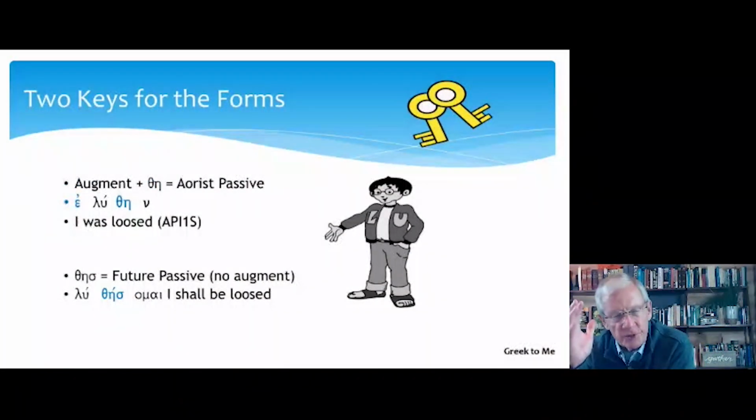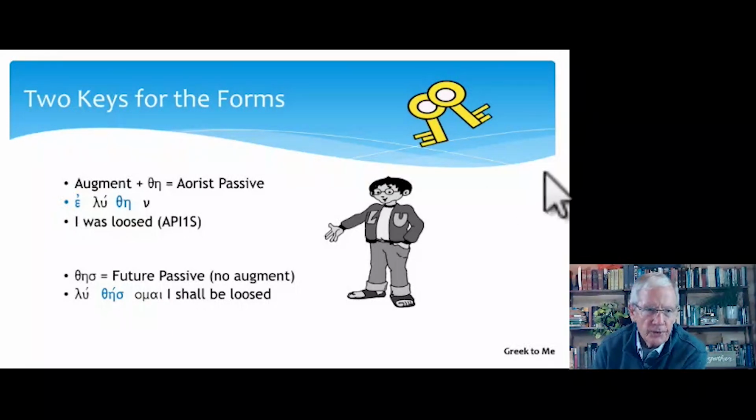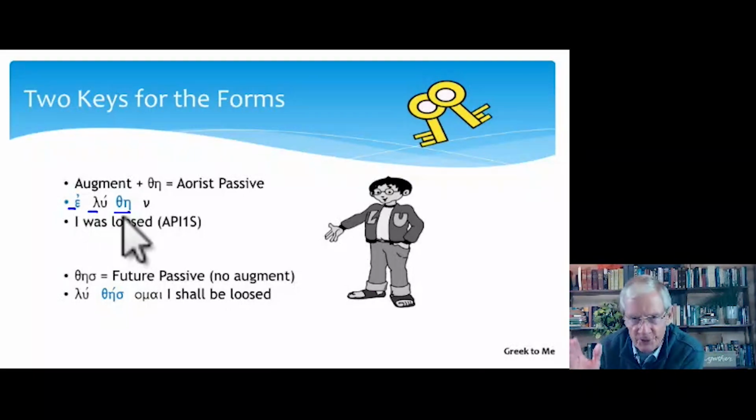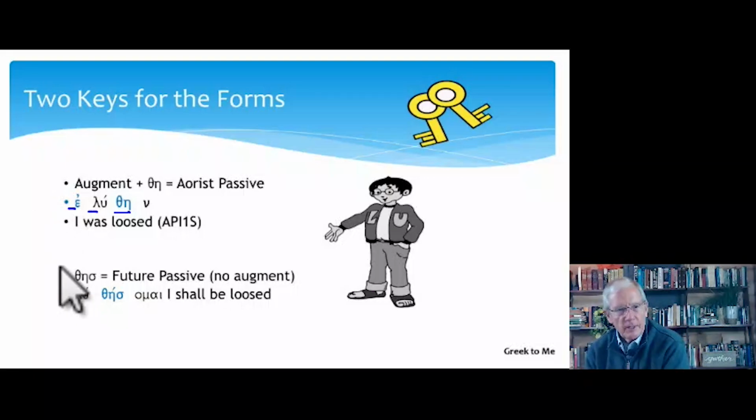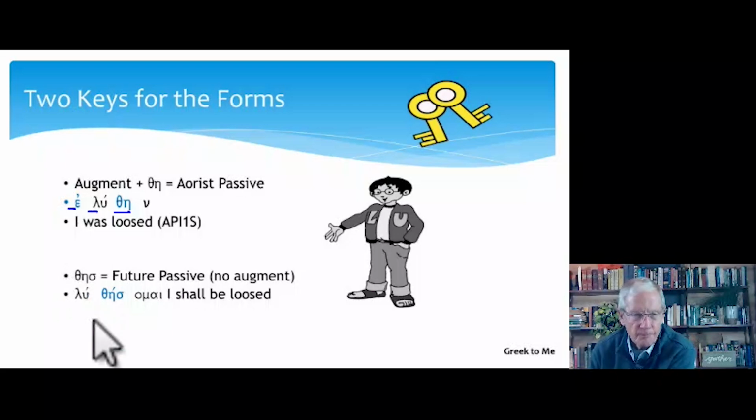Now, two keys for the forms. And this is, again, working your way from left to right. If you see an augment plus a theta eta, that's your first aorist passive. Augment, theta, eta. So look at your form there, eleuthein. We have a prefixed augment, here's our stem, and there's our theta, eta. First aorist passive. So the ending here is first singular. So aorist passive indicative first singular, translated, I was loosed.